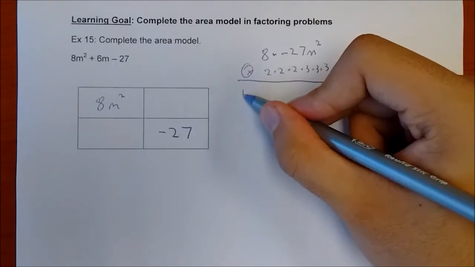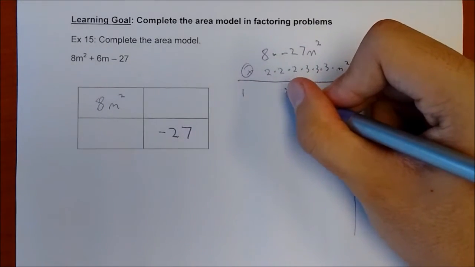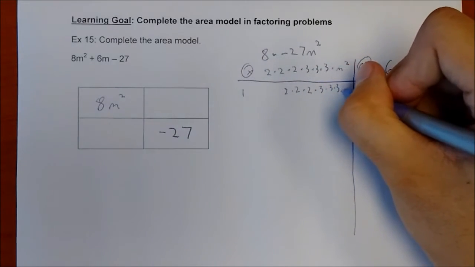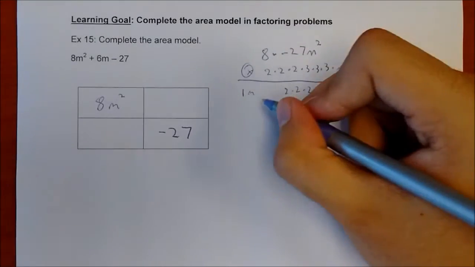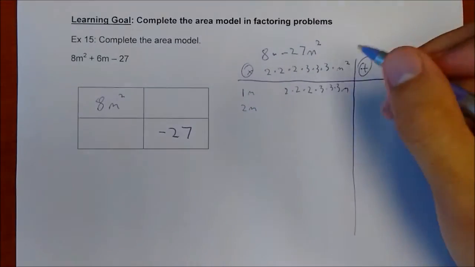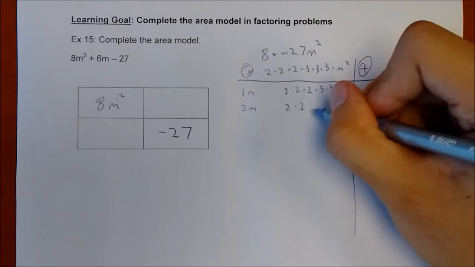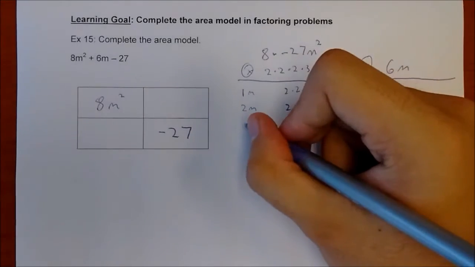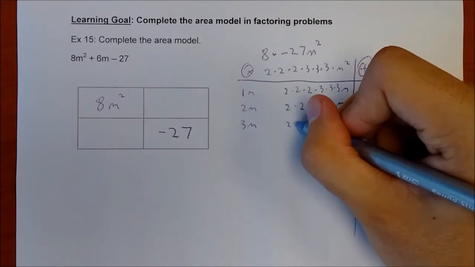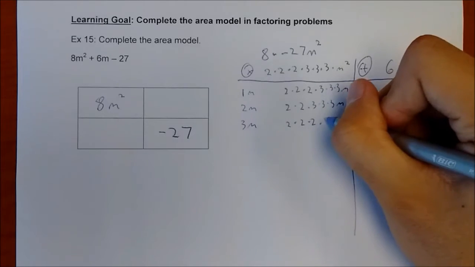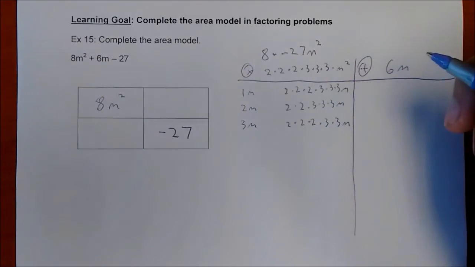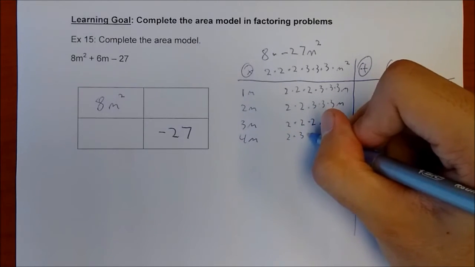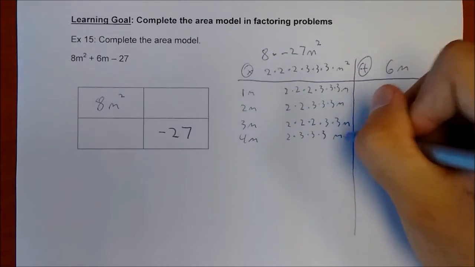Let's start with 1. And 1 is going to multiply with 2 times 2 times 2 times 3 times 3 times 3m. And then we have 2m, which is going to multiply with 2 times 2 times 3 times 3 times 3m. And then 3m is going to multiply with 2 times 2 times 2 times 3 times 3m. And then 4m multiplies with 2 times 3 times 3 times 3m.